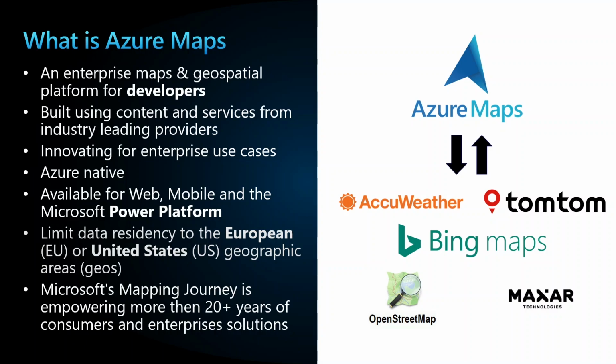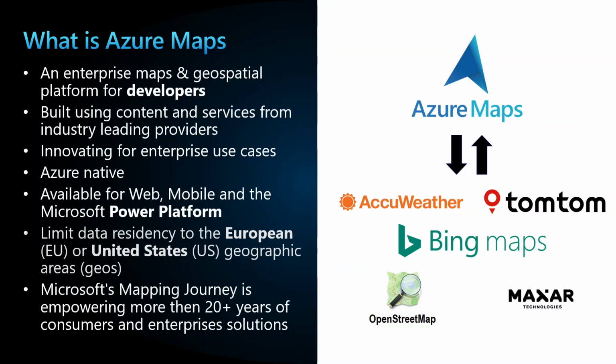We actually use data from data providers for Azure Maps. Of course, we use Bing Maps in our own services for Azure Maps, but we also use data from TomTom, AccuWeather, and OpenStreetMap. Data from Maxar is, for example, the satellite imaging that we use. This is only a small set of the data providers that we have, because we have way more, and it depends on the area and the country you are looking at which data providers we actually use in the mix, so that you always have the best data available for the scenario that you need.